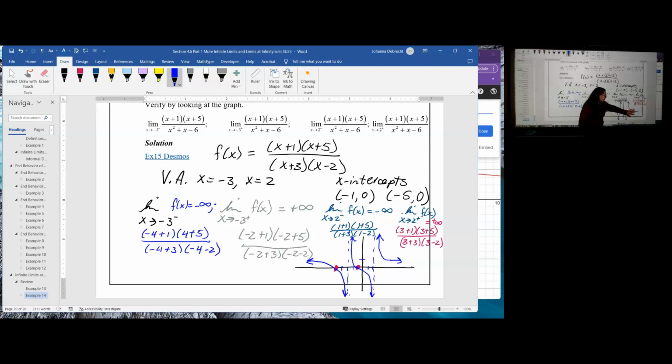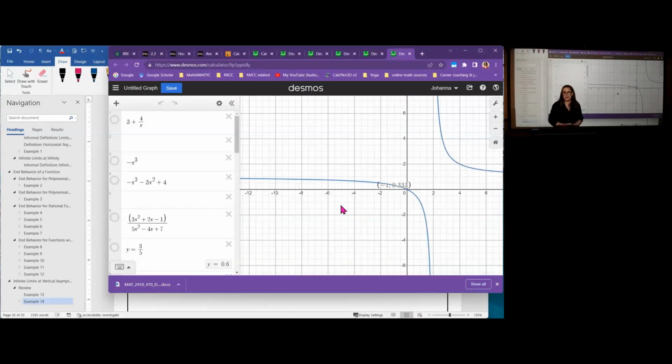On the right side of 2, I can choose any value I like because there's no x-intercept to the right of 2. I chose 3 as the simplest number, which gave me all positive factors, so I know it goes to positive infinity. Lastly, if we were to multiply it out, we would have the ratio of leading coefficients x² divided by x², which tells us that it has a horizontal asymptote of y = 1 as it goes to infinity. This is the end of this section on infinite limits and limits at infinity.